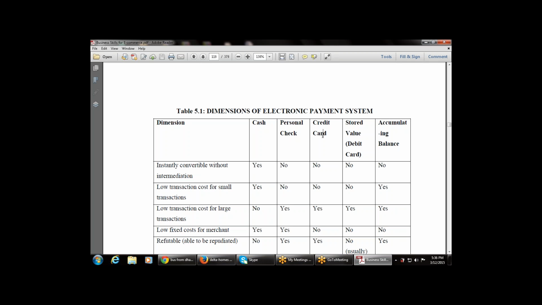The next one is low fixed cost for merchant. So if there is a low fixed cost available for the merchant, cash is used, yes. Personal check, that is also yes. But the credit card is not acceptable, debit card is not acceptable, and the accumulating balance is also not acceptable.